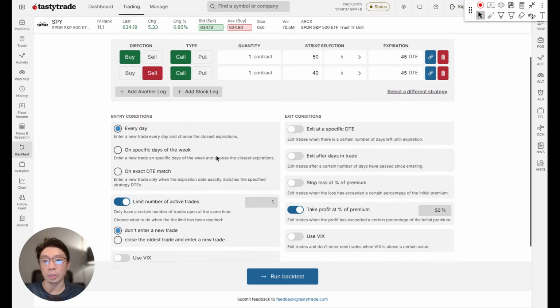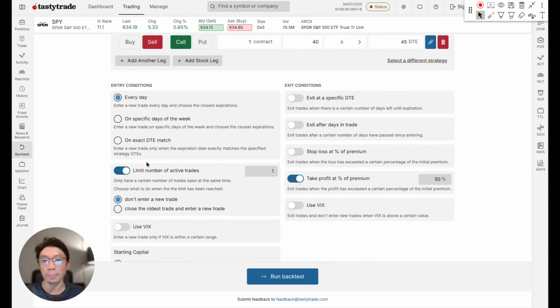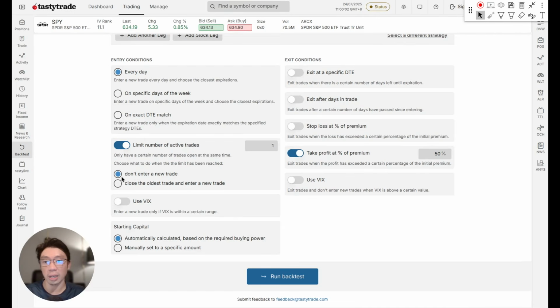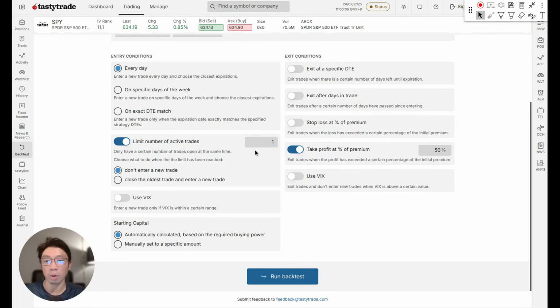Now for this, the entry condition is going to be every day, but we're going to limit it to just one active trade. That means we are only going to have one trade on at any single time, which pretty much simulates how you are going to actually trade the strategy. So once the trade is closed, you're going to put on a new one again. In this case, the study is just based off of a perpetual way of trading the bull call spread. So you can see that this option is chosen, don't enter a new trade, so we're always going to have one trade.